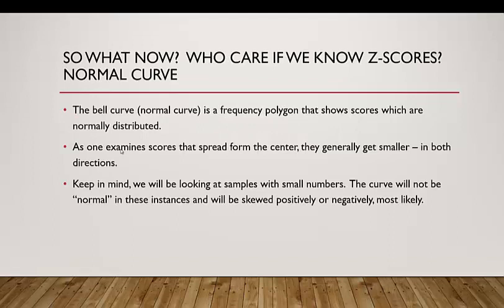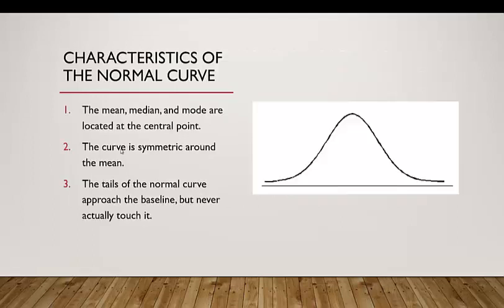So the question is, so what now? Who cares? You shouldn't care. If we know z-scores, and the answer is the normal curve. Everybody should care. So the bell curve or the normal curve is a frequency polygon that shows scores which are normally distributed. As one examines scores that spread from the center, the scores generally get smaller as they go either to the left in the negative or to the right in the positive. Keep in mind, we'll be looking at samples with small numbers when we're dealing with our class. So the curve will not necessarily be normal. It may be skewed. But here's an example of the normal curve.